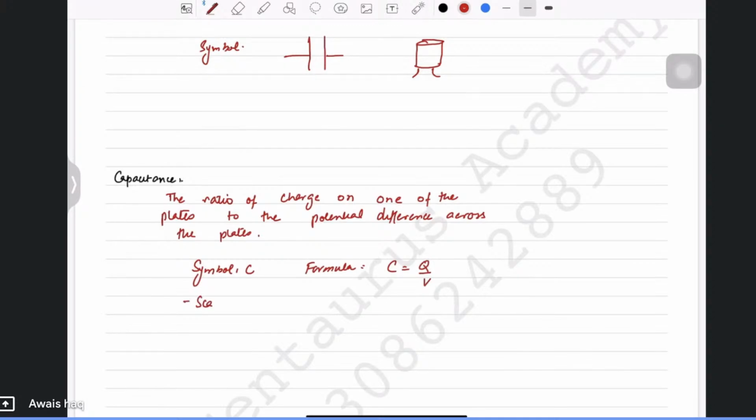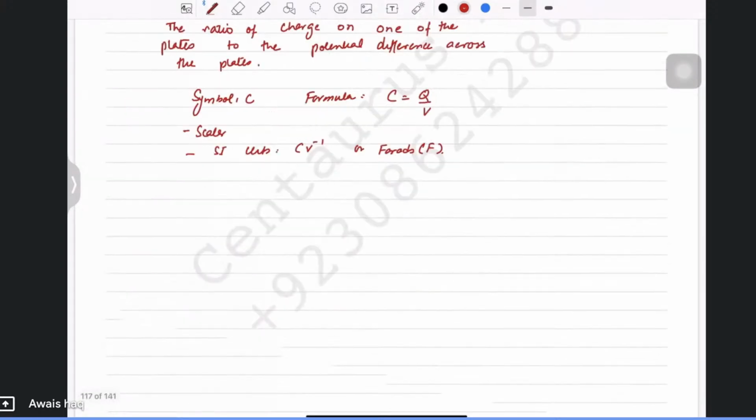It is a scalar quantity, and the SI units are coulomb per volt or farads. Now farad itself is a very big unit, so usually you find it in microfarad, millifarad, small ones. Sometimes in picofarad as well. Now please write this down so we can go forward.